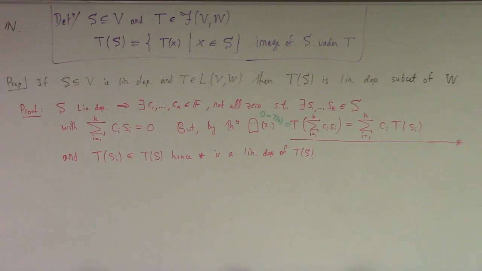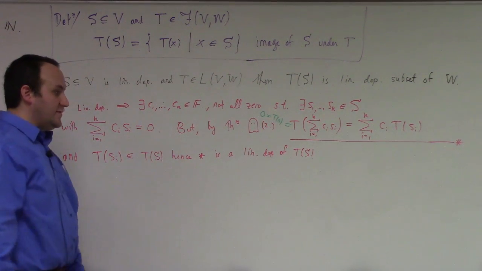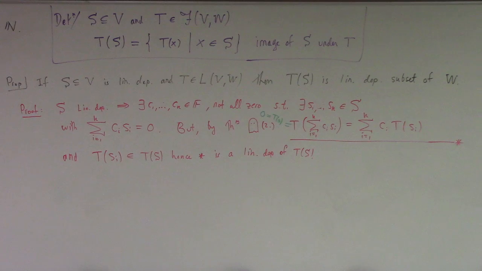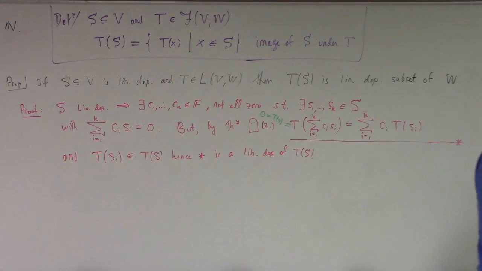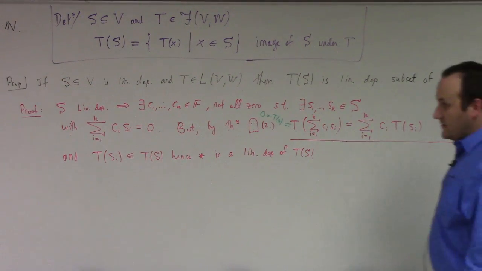But then 0 is equal to this linear combination of the s's because S is linearly dependent. But then I can use part 2 of the Gauss theorem to pull out the constants in the sum, and there you have it. It's a linear dependence in the image. So the image of a linearly dependent set is linearly dependent. That's what we're proving. So under a linear transformation, the image of a linearly dependent set is linearly dependent.